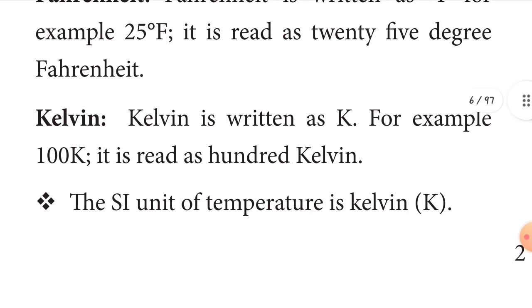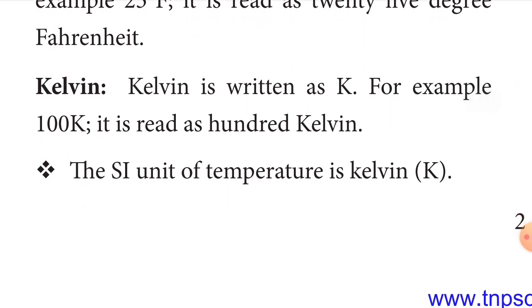And see the third one, children, Kelvin scale. So Kelvin is written as what? Capital K. For example, 100 Kelvin, K capital. So you have to write the SI unit of Kelvin, children. Temperature has three units, already you know. So what is the basic temperature SI unit, children? Kelvin. The SI unit of temperature is Kelvin.